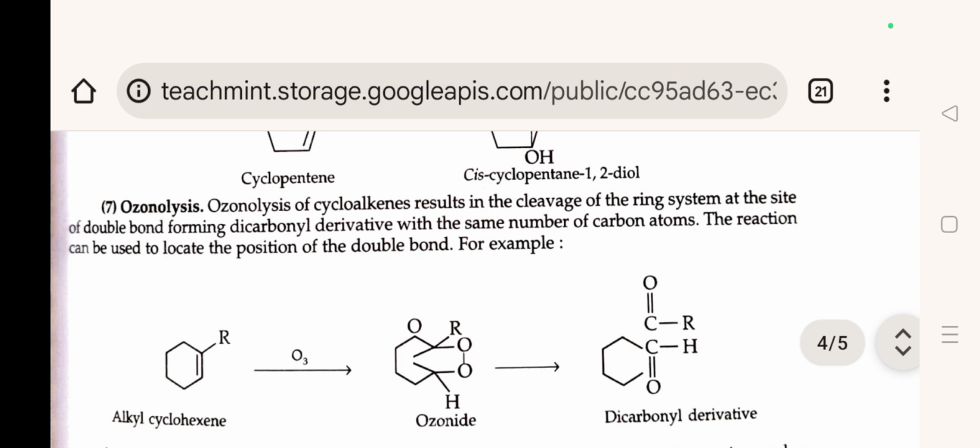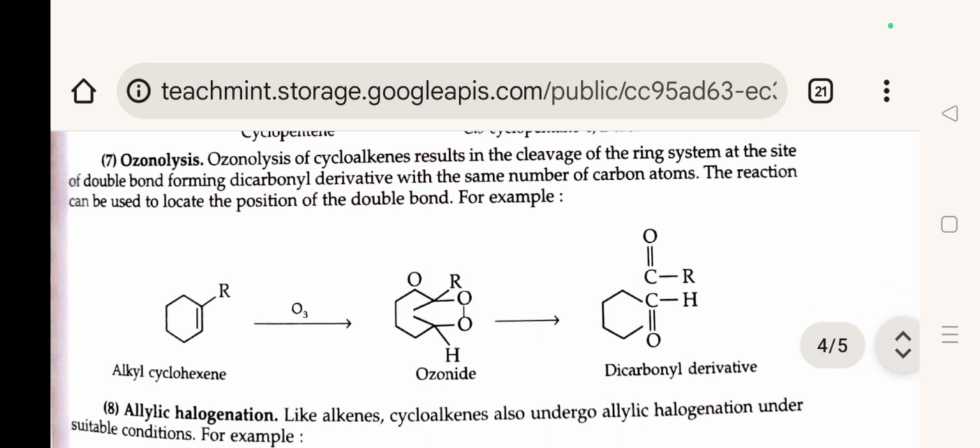Ozonolysis. Ozonolysis of cycloalkenes results in the cleavage of the ring system at the site of the double bond, forming a dicarbonyl derivative with the same number of carbon atoms. The reaction can be used to locate the position of the double bond. For example, allyl cyclohexene in the presence of O3 gives us ozonoid, which on further reaction gives us a dicarbonyl derivative.